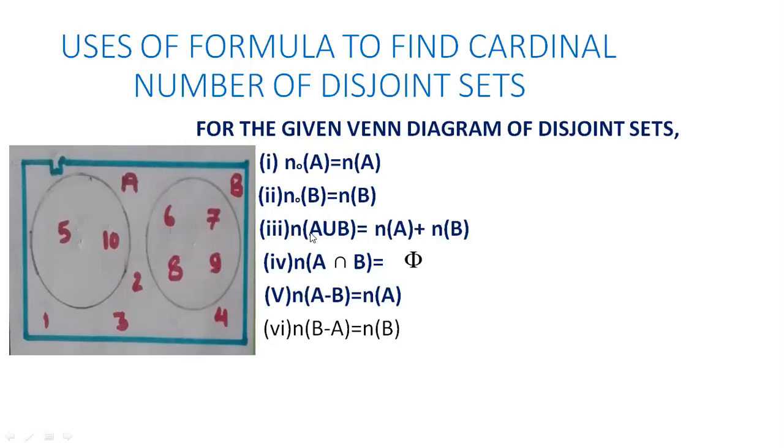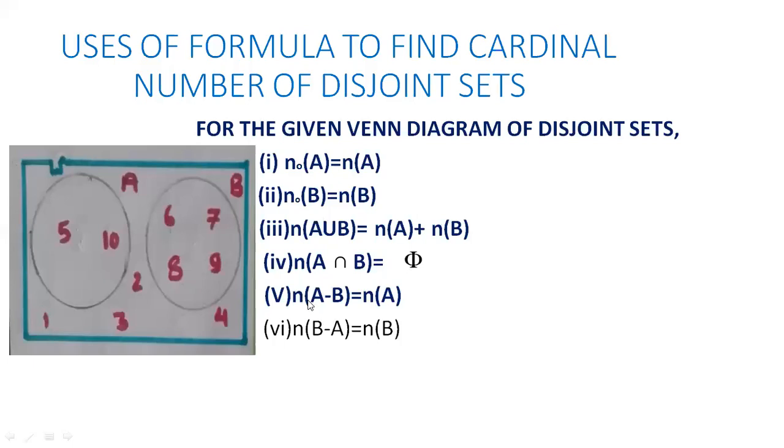And n(A union B) means, you can note down, n(A union B) means n(A) plus n(B). And n(A intersection B), there is nothing. This is phi, the empty set symbol. You write a zero with a vertical line overlaid, like this. This is called phi, the empty set. There is no common element, that's why it's the empty set.